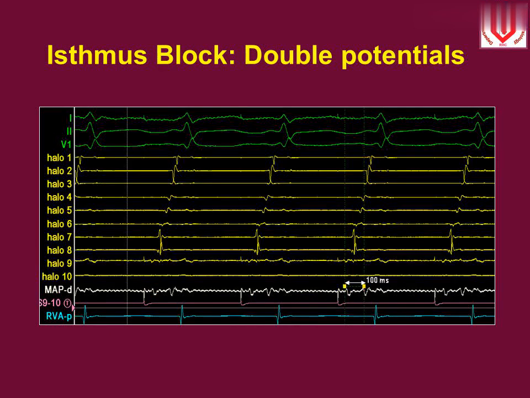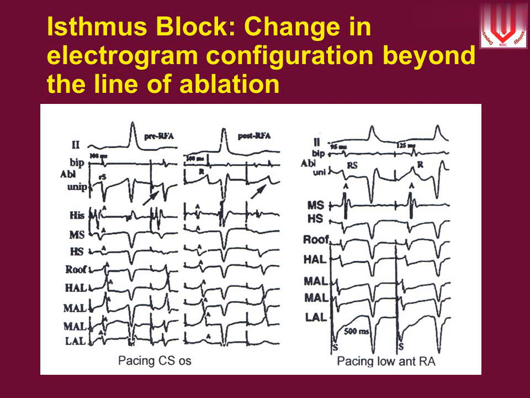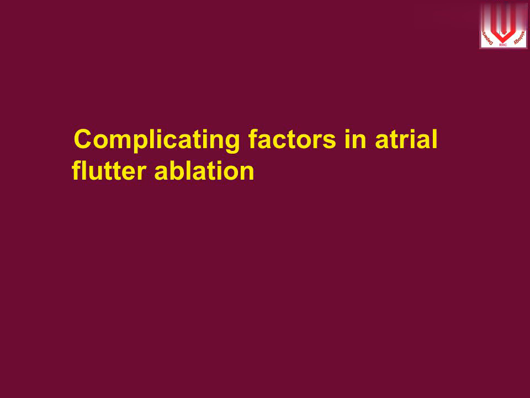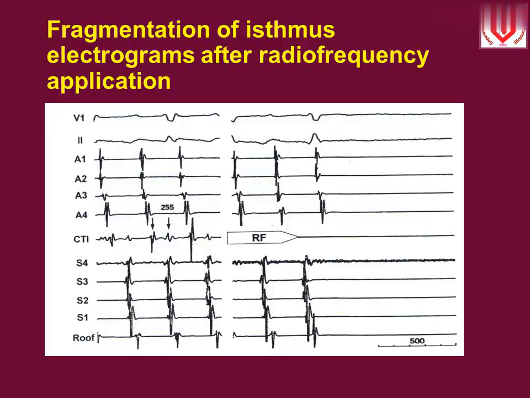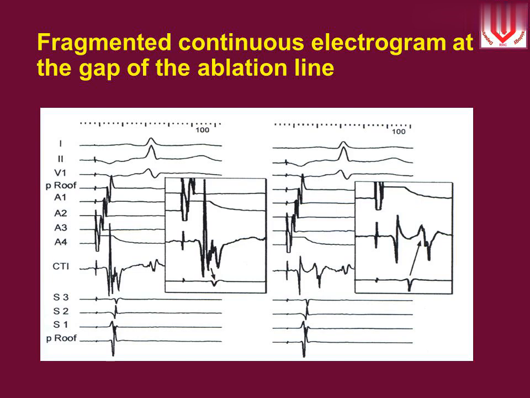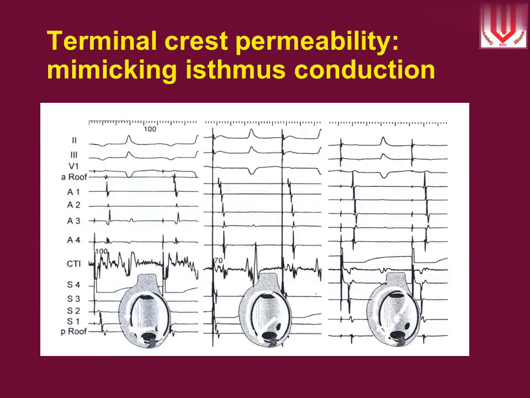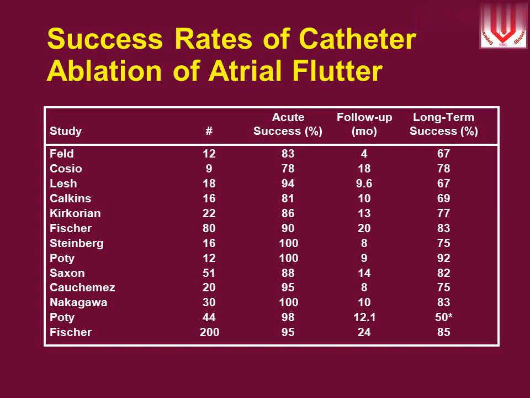Isthmus block, double potentials. Isthmus block, change in electrogram configuration beyond the line of ablation. Complicating factors in atrial flutter ablation: fragmentation of isthmus electrograms after radiofrequency application; fragmented continuous electrogram at the gap of the ablation line; terminal crest permeability, mimicking isthmus conduction. Success rates of catheter ablation of atrial flutter.